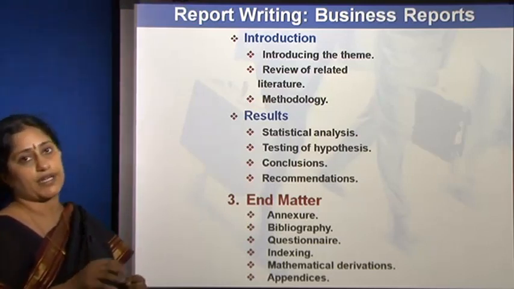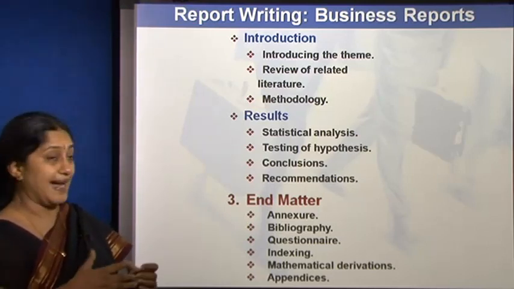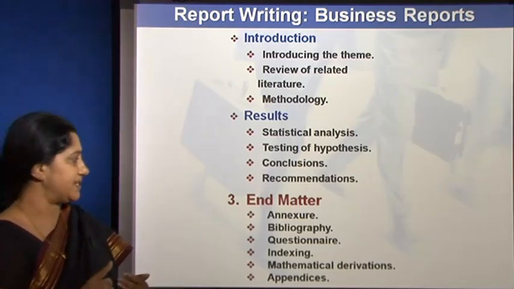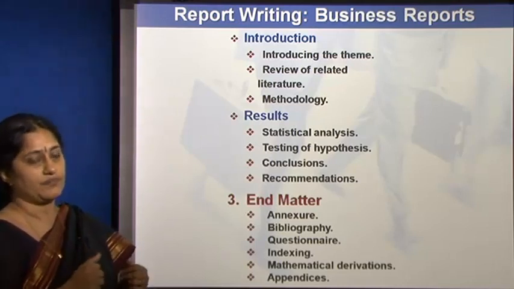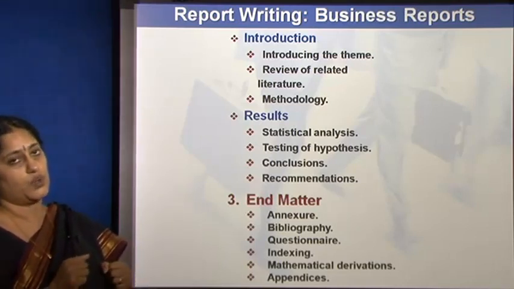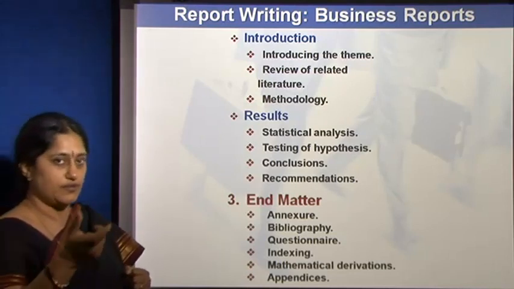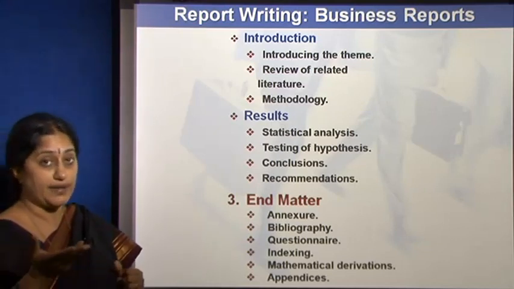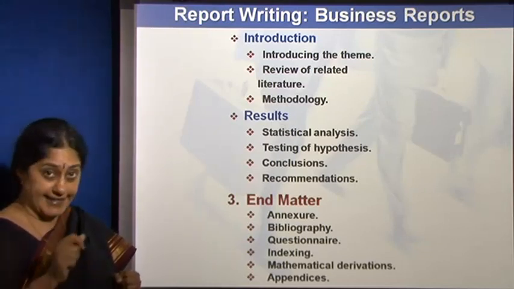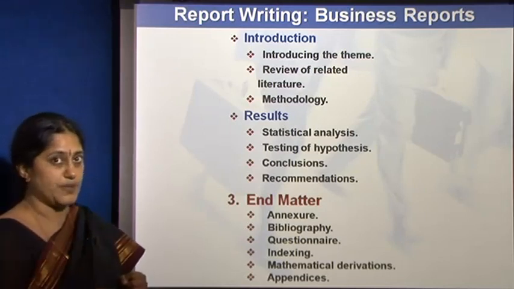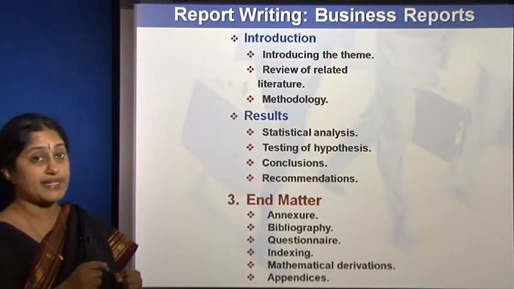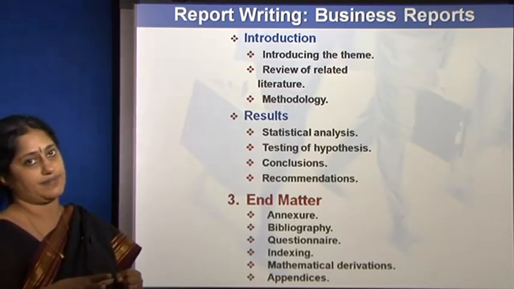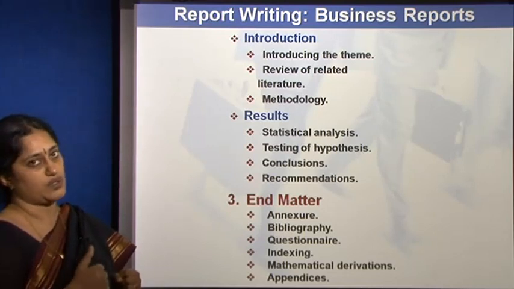Conclusions and recommendations. The end matter will have the annexures to support whatever is being said. Bibliography, the list of works which have been used, we have seen it in most textbooks. Questionnaire, if surveys have been done, what questionnaire has been used. Indexing, so that we know which page has what. Mathematical derivations, if any, which have been used. Appendices, if any are included, then those also have to be there.